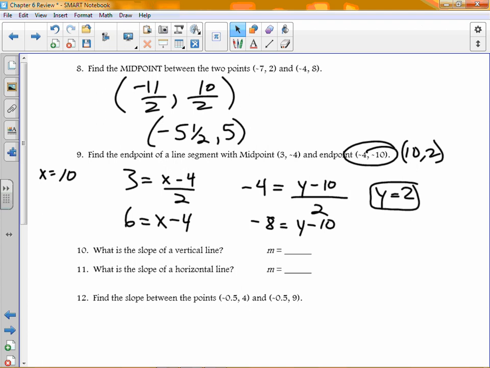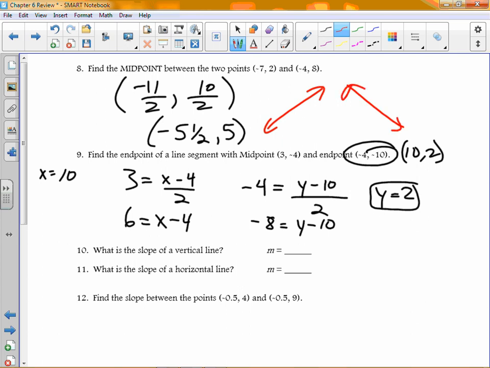Okay, so we pick up here at number 10. It says, what is the slope of a vertical line? Vertical lines have what kind of slope? Undefined. Okay, real quick, imagine for a second that I was a skier. If I look at a slope and I go left to right, that's uphill. Uphill is positive slope. Downhill is negative slope. Horizontal, guys, that's zero slope.